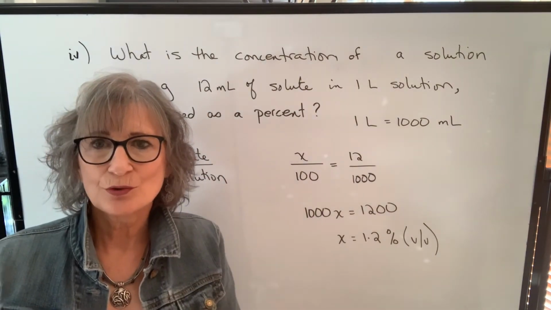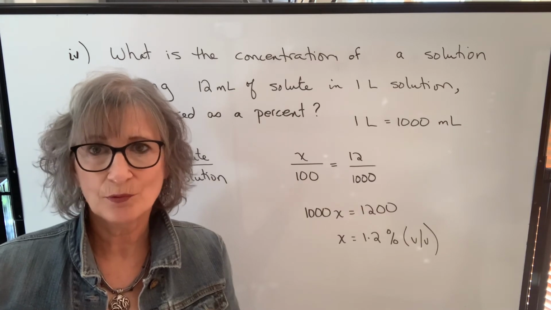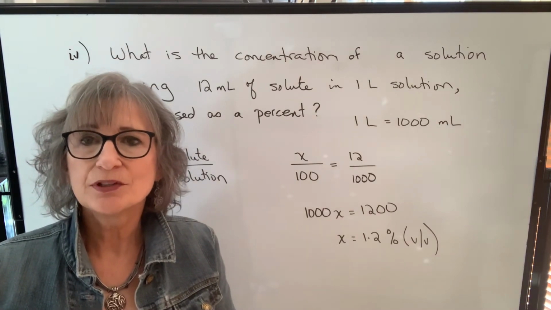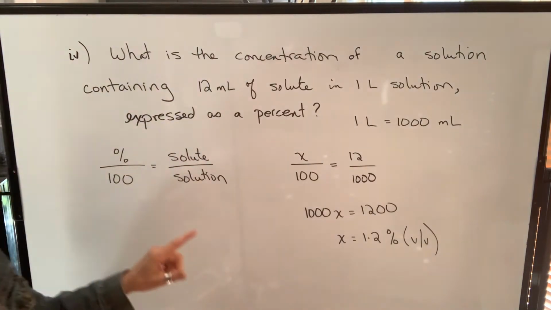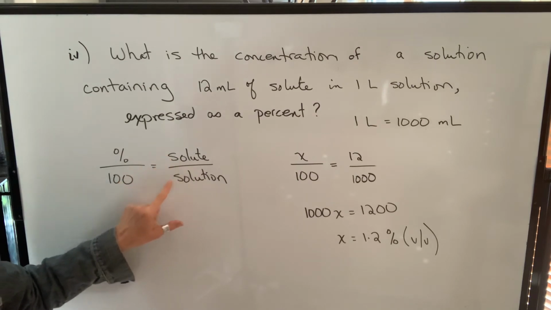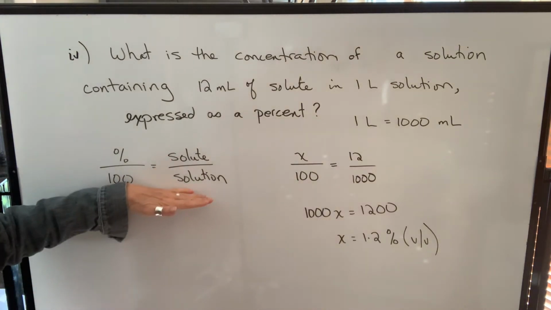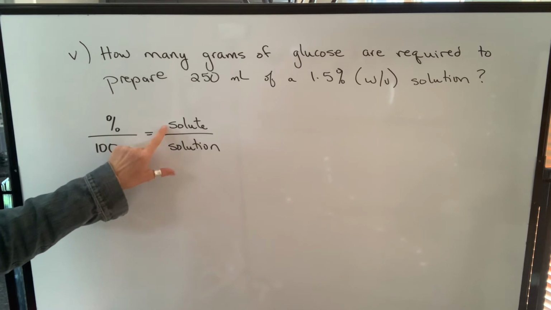So these examples show how you can take the amount of solute and the amount of solution, and in one example, the amount of solvent, and be able to express the concentration as a percent. What I'd like to do next is do examples where we know the percent and we're either finding the amount of solute or the amount of solution. We're going to use the same formula. This example asks us to find how many grams of glucose are required to prepare 250 milliliters of a 1.5% weight per volume solution. So I'm going to use this formula to find the amount of solute.